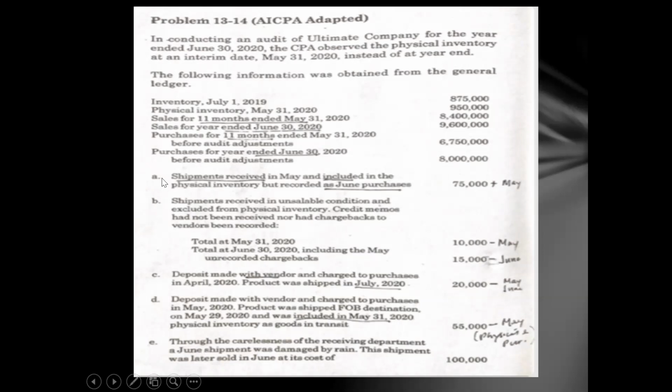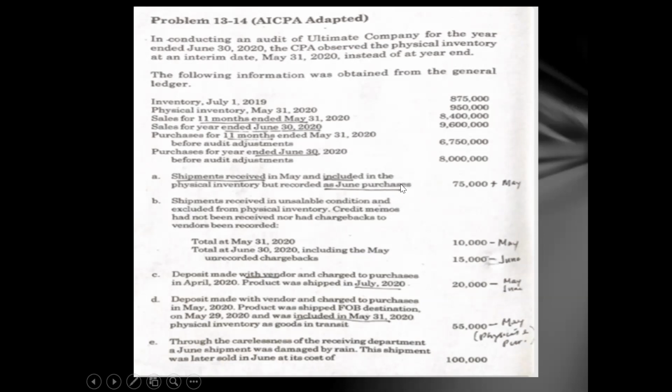For letter A, shipments recorded in May and included in the physical inventory but recorded as June purchases. So take note that the goods are already received in May and they are already included in the physical inventory. So no adjustment in the inventory to be made because it's already recorded, it's already included. But since it was recorded as June purchases, which is supposedly for May, so our May must be added.